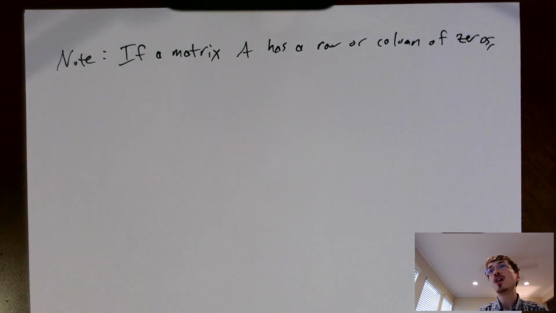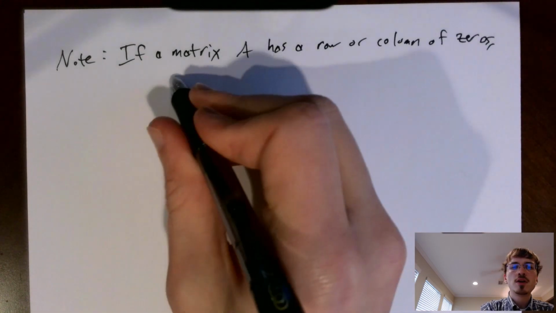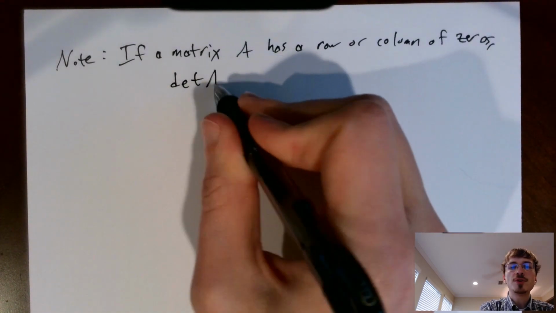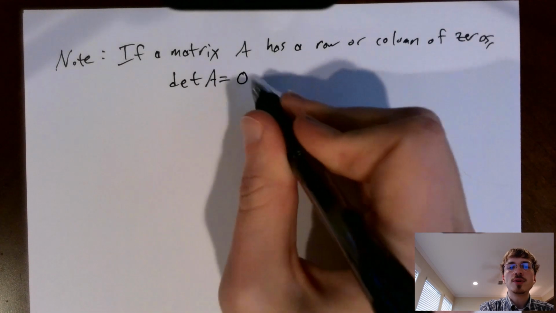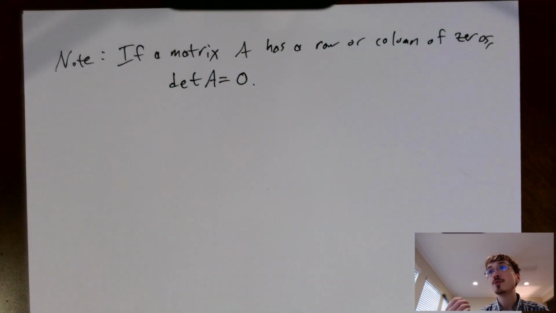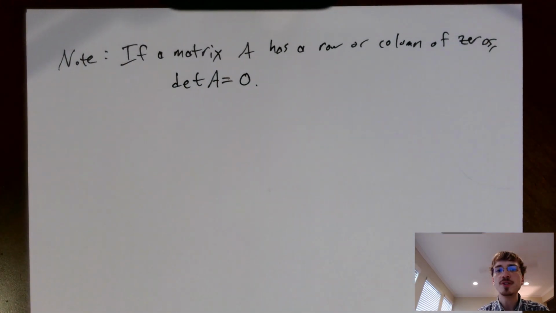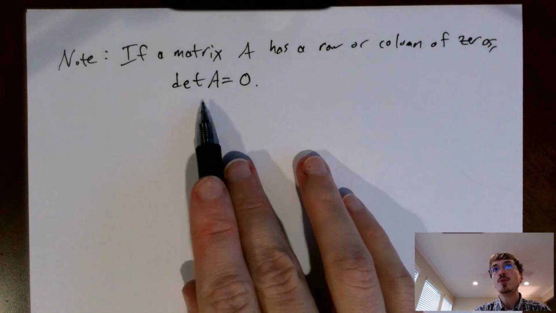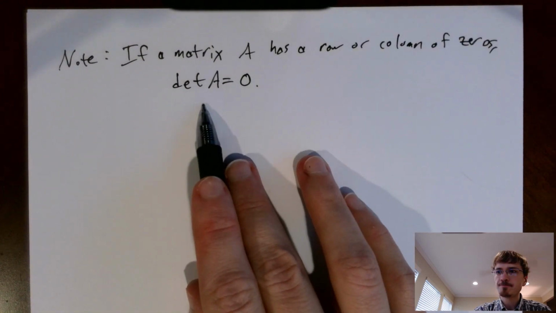Well, if it has a row or column of zeros, then we can just expand along that row or column, right? Doing that, what's the determinant of A? It's always 0. So if ever you see a row or column of zeros, you're done. The determinant's 0. And what do we know about this matrix? We know that it's not invertible, right?